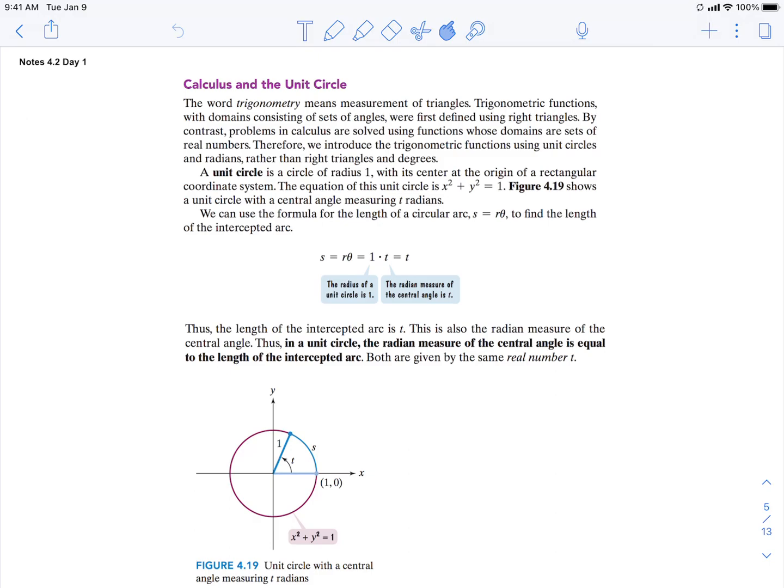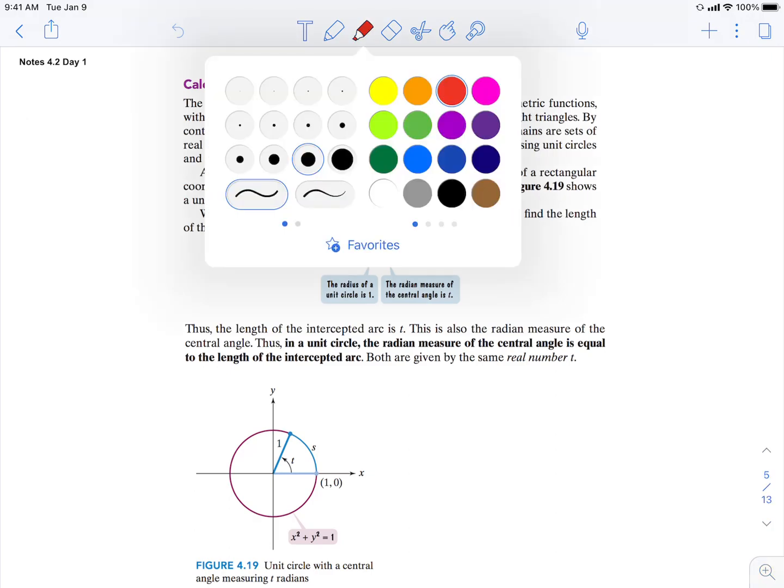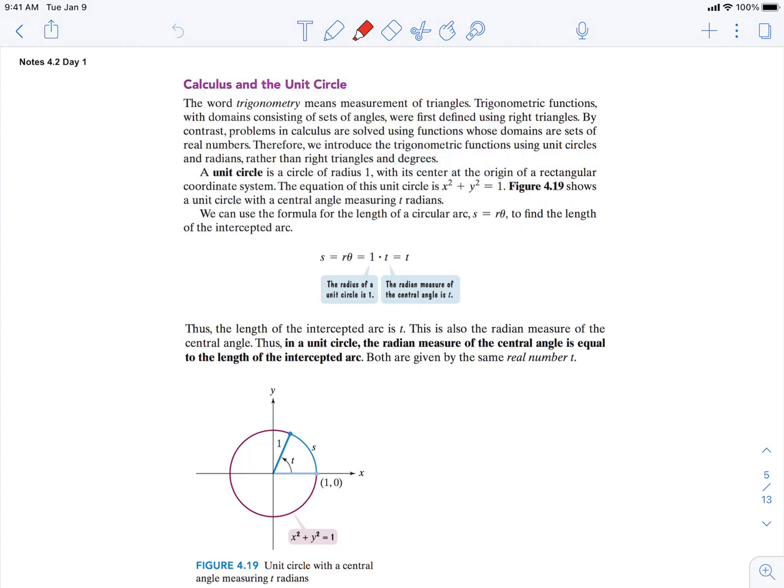All right, this is a continuation of the unit circle, and I just want to highlight a couple things on this slide. One, the unit circle has a radius of 1 and an equation of x squared plus y squared equals 1. And then the word trigonometry means the measure of triangles. Feel free to pause and read this slide if you'd like to.